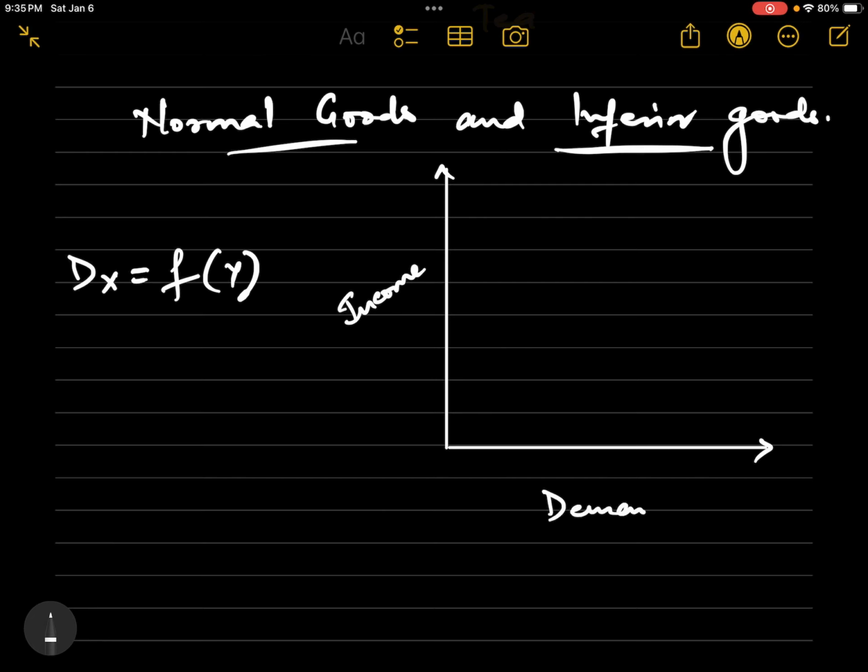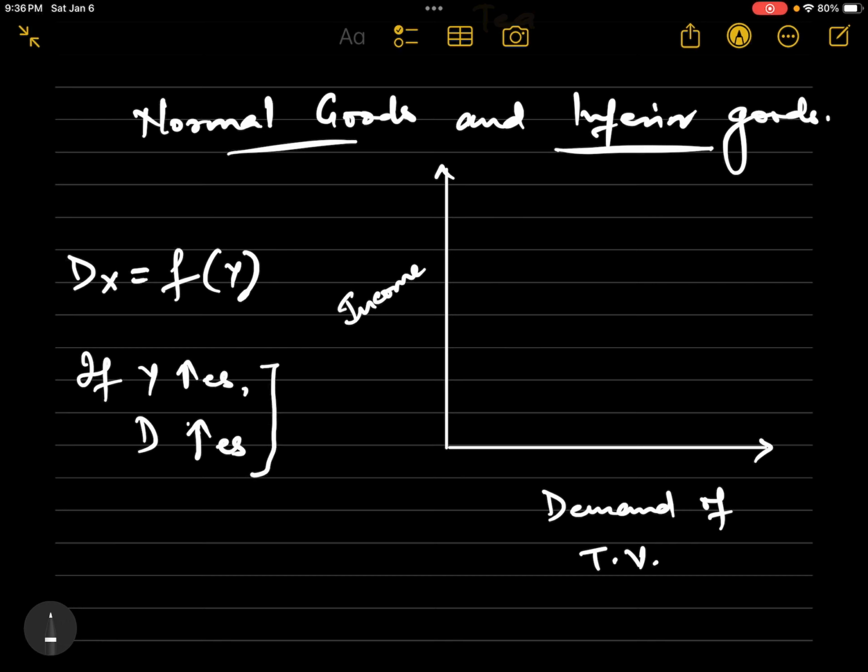Let's take demand of, probably, TV sets. In the case of normal goods, their demand will increase with an increase in income. That is the definition of normal goods. So if income increases, demand increases. Again, the same fundamental rule, that both have a positive relationship. It means your curve should be like this. This is the curve of normal goods.